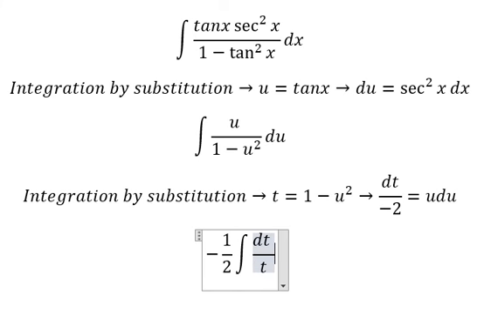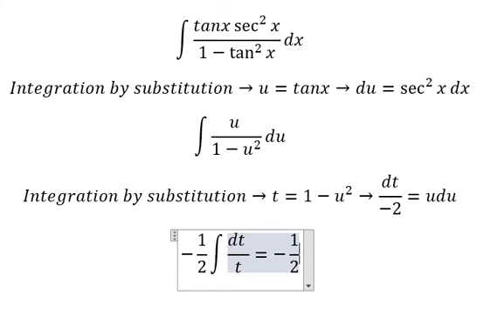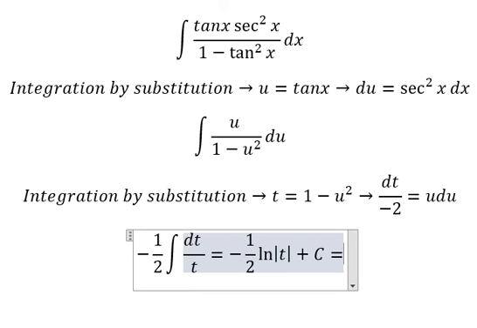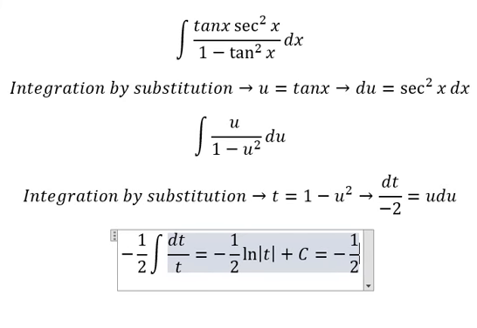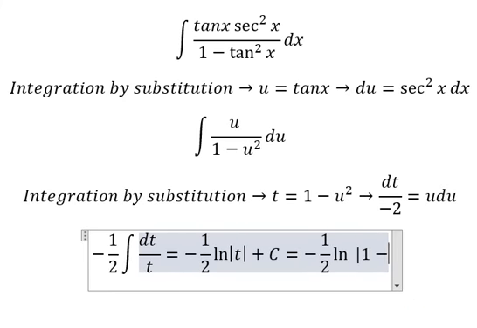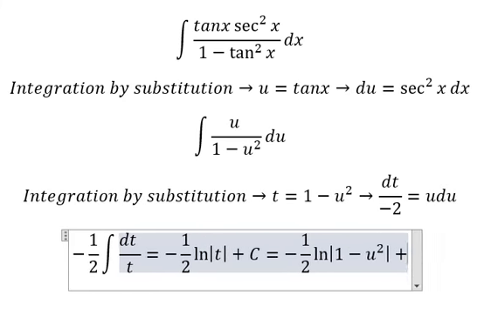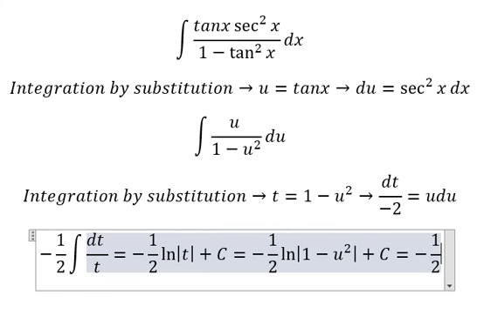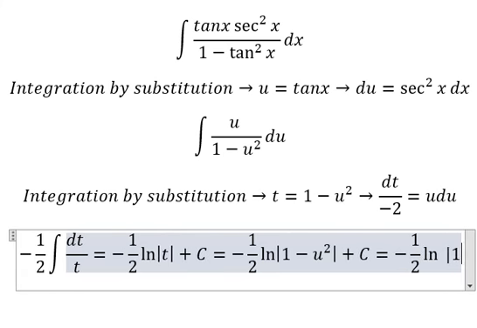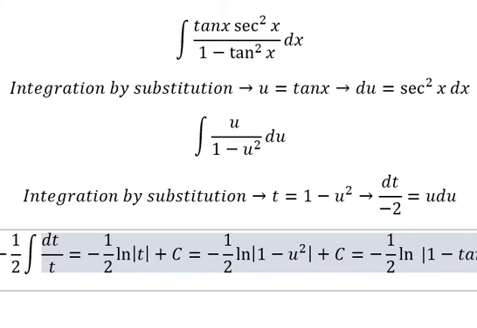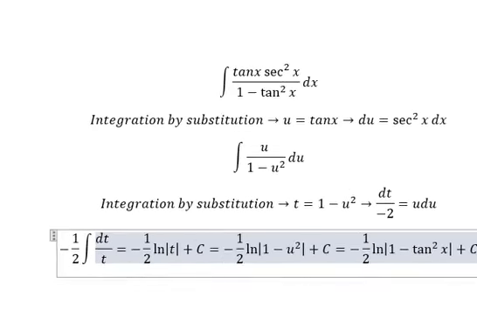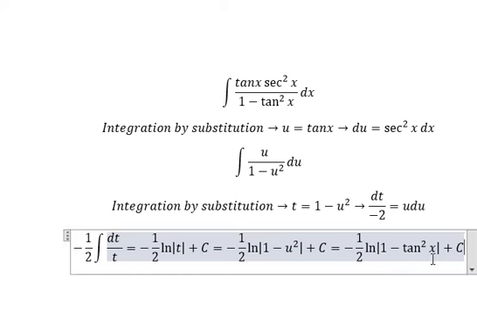The integration of this one, we will have ln of the absolute value of t, plus c. For t, that's 1 minus u squared. For u, that's tan x. And this is the answer for the question.